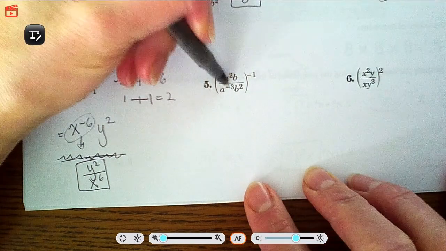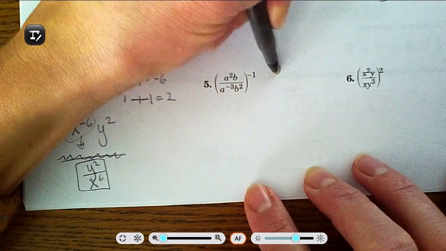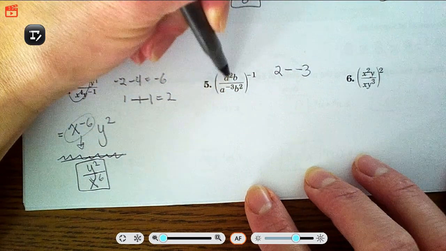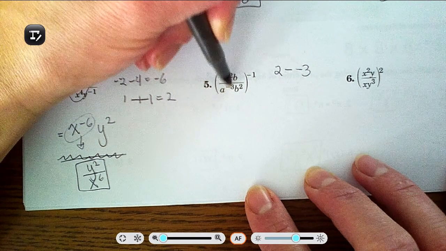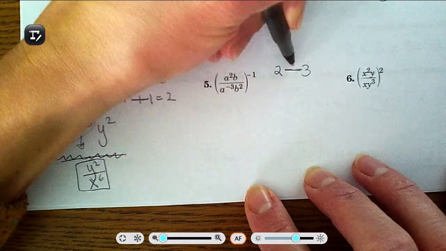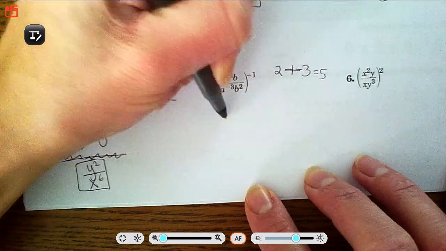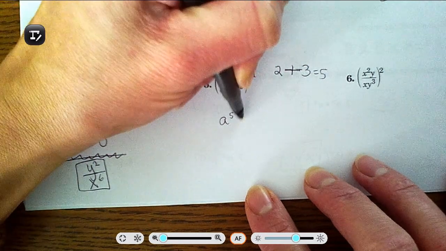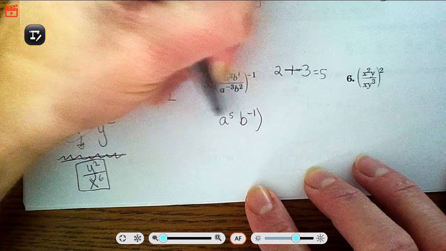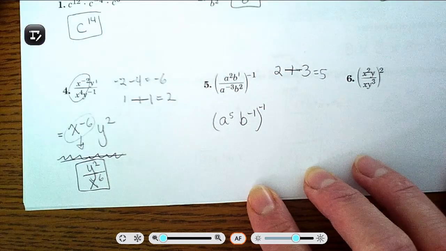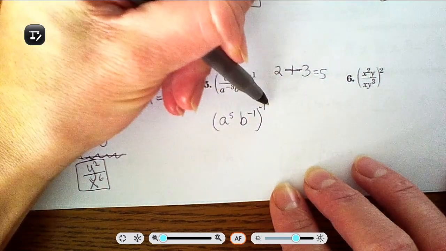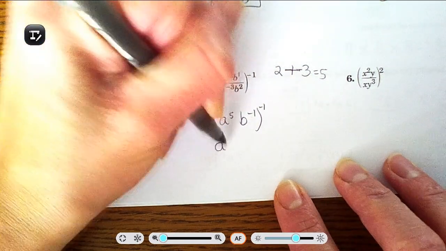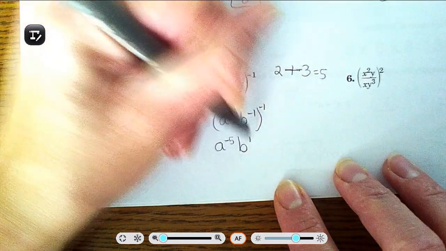What I might do first is just reduce on the inside. 2 minus negative 3, minusing because I'm dividing like bases, therefore I subtract the exponents. 2 plus 3 is 5, so I have a to the 5th, and 1 minus 2 is negative 1. And all of that to the negative 1 power. The negative 1 power, you can think of it as distributing to both of these. So we have a to the negative 5th, b to the positive 1st.